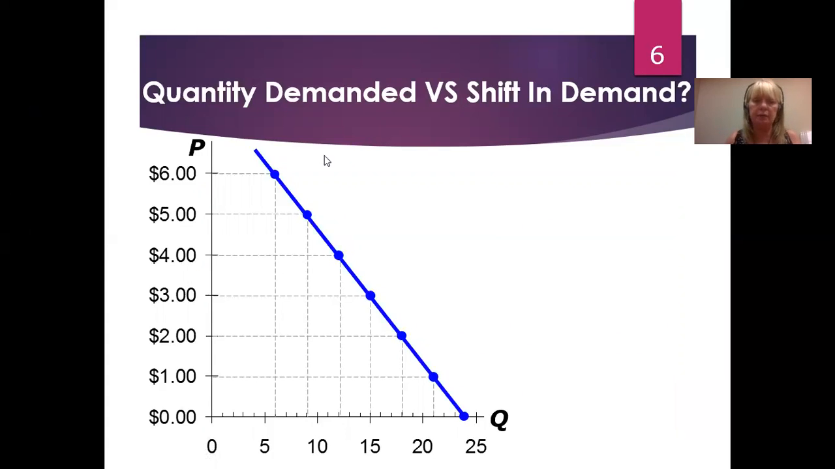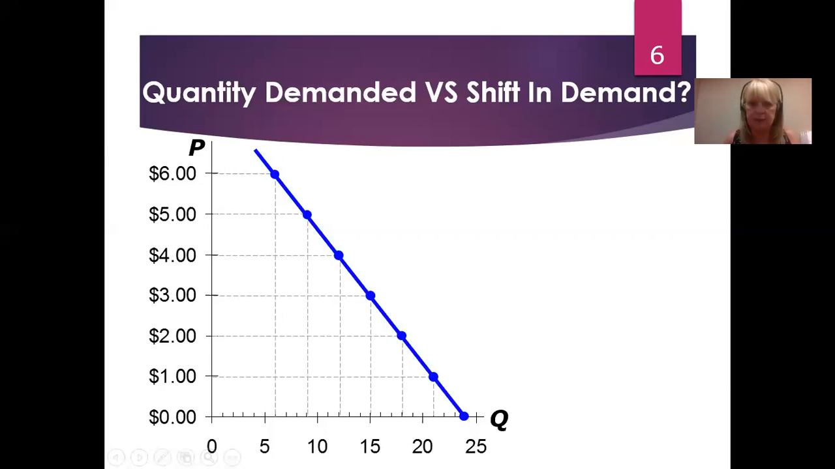So here we are again. We have this demand curve. And we know that there's only one way to change the quantity demanded, and that's to change the price. Every single point on this line is a unique combination of quantity and price. And the only way to change the quantity is to change the price. And when we do that, we move from one point to another along this line.